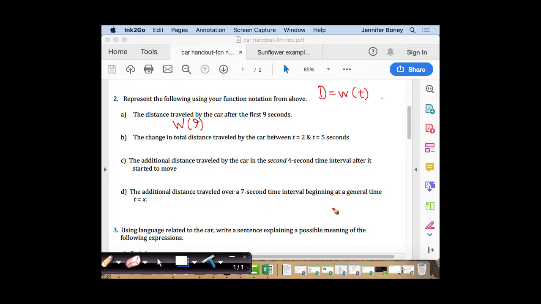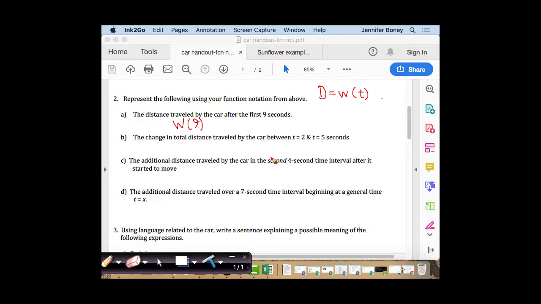The total change in distance, or the change in total distance, however you want to phrase that, traveled by the car between t equals 2 and t equals 5 seconds. Now, again, this isn't a constant rate of change, so I can't say it's like m times dx. I don't know what sort of function W is. Just using expressions with function notation, W of something. Any thoughts on how I can talk about how far the car traveled between those 2 points in time?